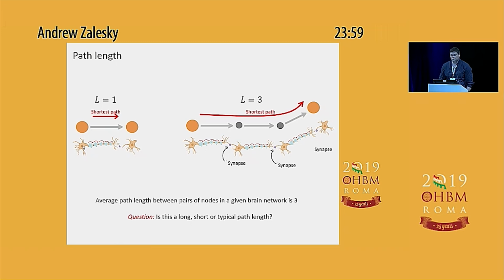In this case, we have a direct connection. Therefore, the path length, as denoted by L, is 1. We only traverse one synapse. In this case here, we traverse 3 synapses, and therefore the path length is 3. And the question that I want to ask is, is 3 long? Is that a particularly long path length? Is it average? Or is it short? To answer that question, we need some kind of benchmark, a reference to determine whether this value of 3 is long, short, or average.